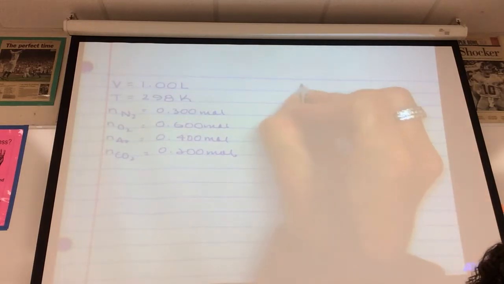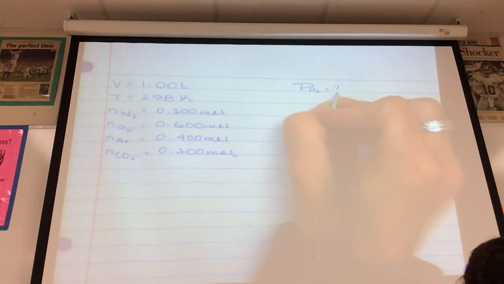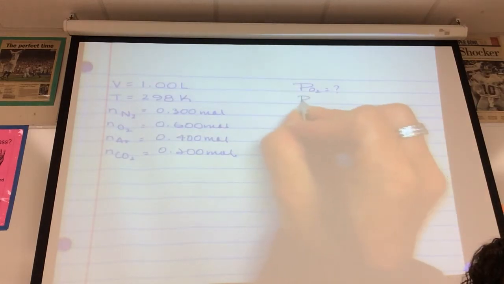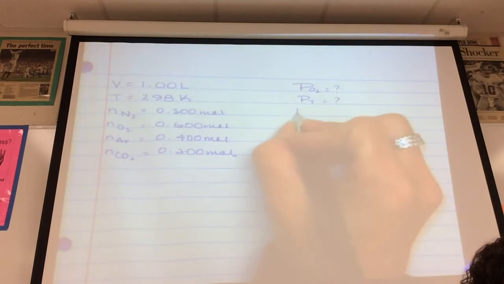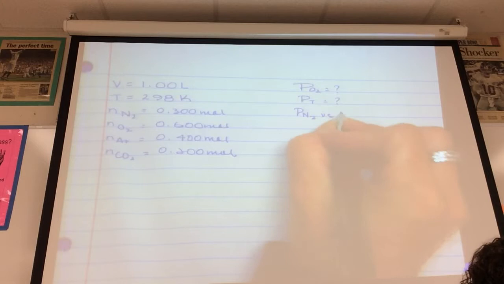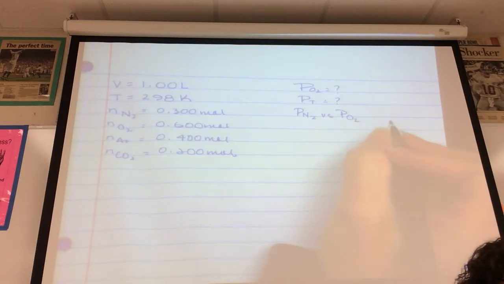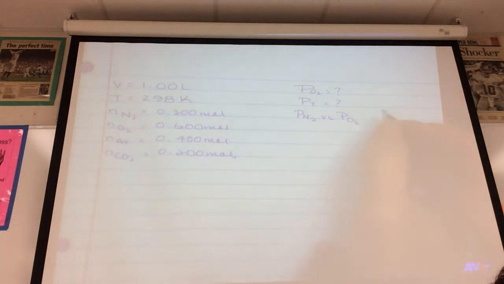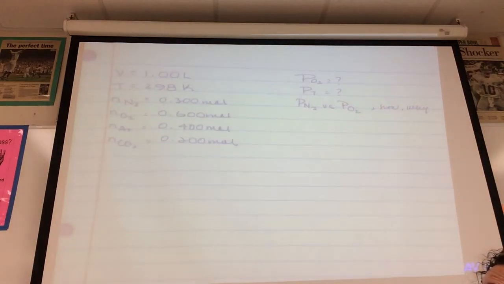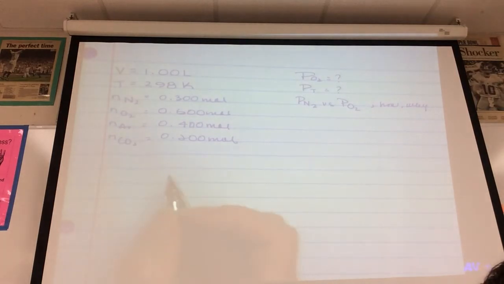We want to calculate the partial pressure of oxygen gas. We want to calculate the total pressure. We want to compare the partial pressure of nitrogen versus that of oxygen, and we want to explain how and why they differ. First thing we want to know is the partial pressure of oxygen gas. How will we get that?